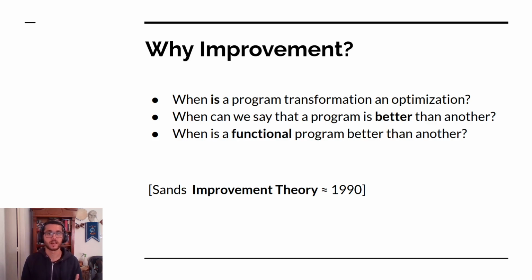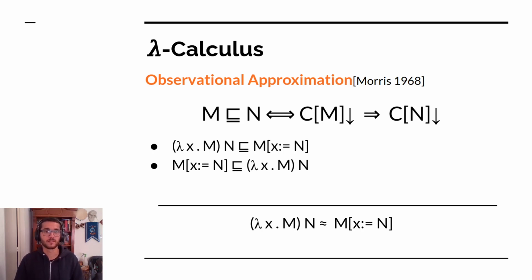These questions were answered in the 90s by David Sands' work, where he developed a relational analysis framework called improvement theory, based on the idea of improvement. He based his theory on the definition of observational approximation given by Morris in 1968. He defined that the term M is approximated by the term N if and only if any context that observes M's termination also observes N's termination.